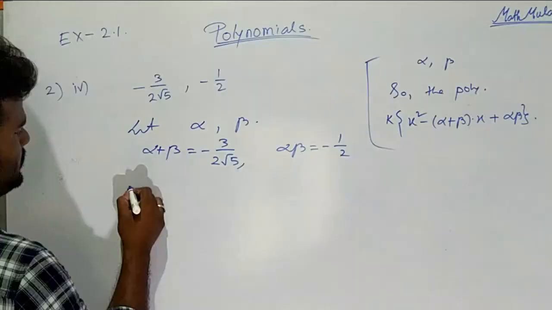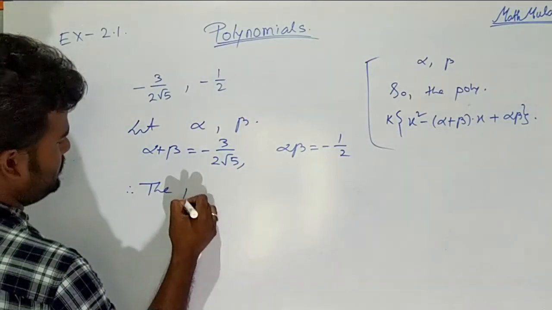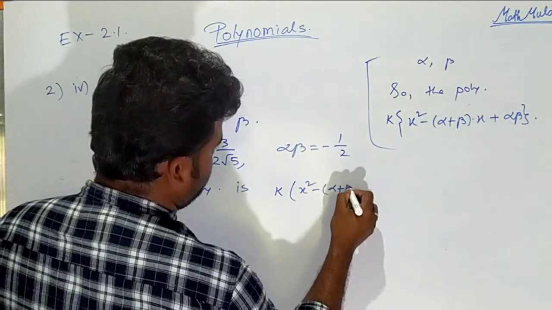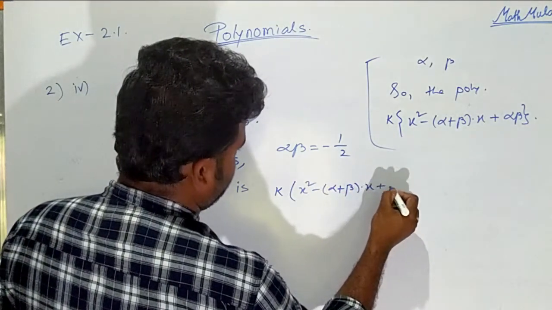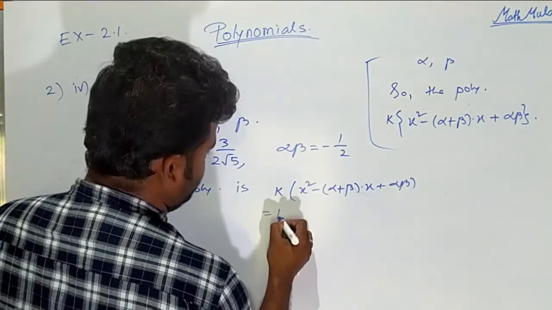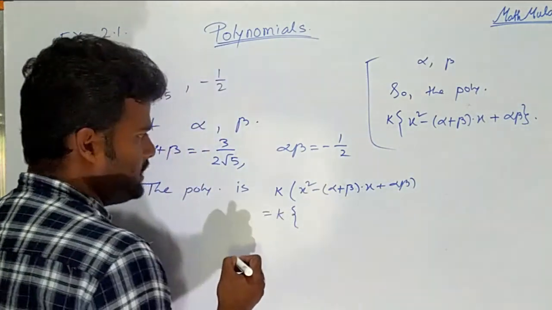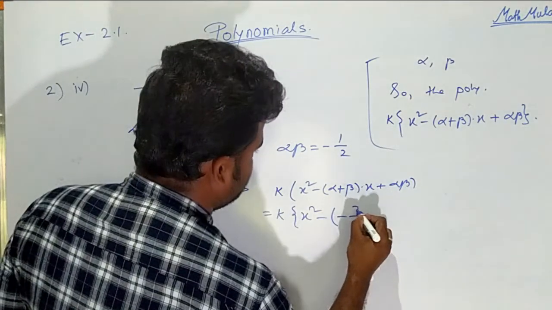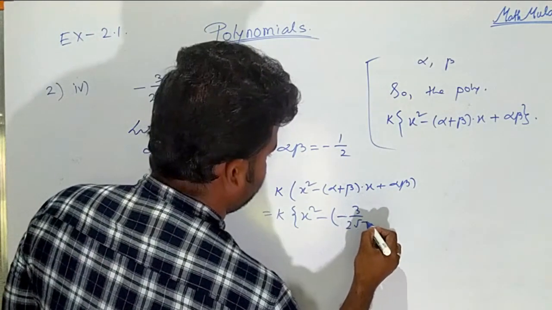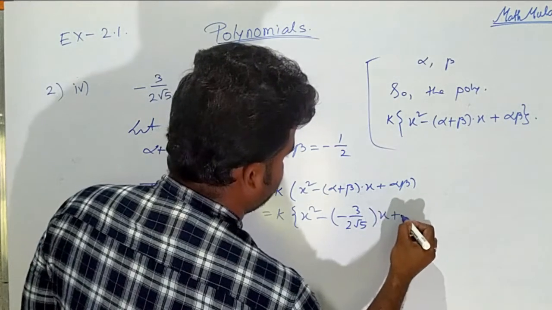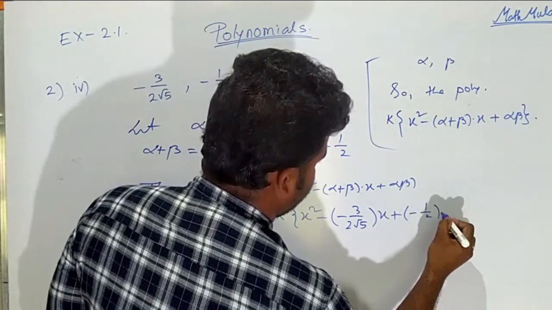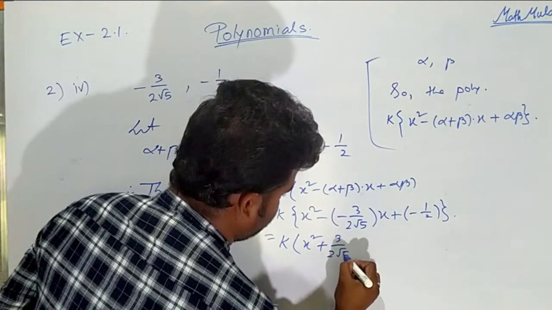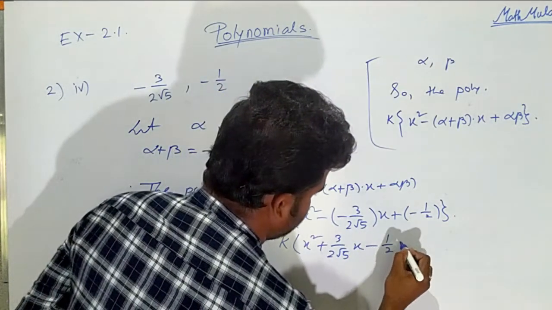minus 1 by 2. Therefore the polynomial is k of x square minus alpha plus beta into x plus alpha into beta. Now putting the value of alpha plus beta and alpha beta, x square minus of minus 3 by 2 root 5 of x plus minus of half. It will be x square, then minus minus plus 3 by 2 root 5 x, then minus 1 by 2. That's it.